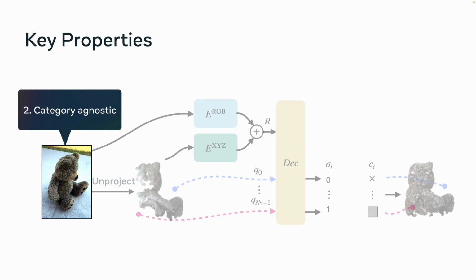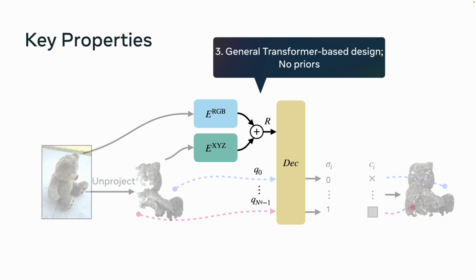Second, our model is category agnostic, so during training, we simply train on all data from all categories at once. At inference time, it can operate on any objects, even those of unknown categories. Third, our default architecture is based on standard transformers. We do not handcraft any 3D specific architectures or bake in any 3D specific priors into this design. We show how to train a 3D model based on this simple transformer-based design and demonstrate its strong performance.